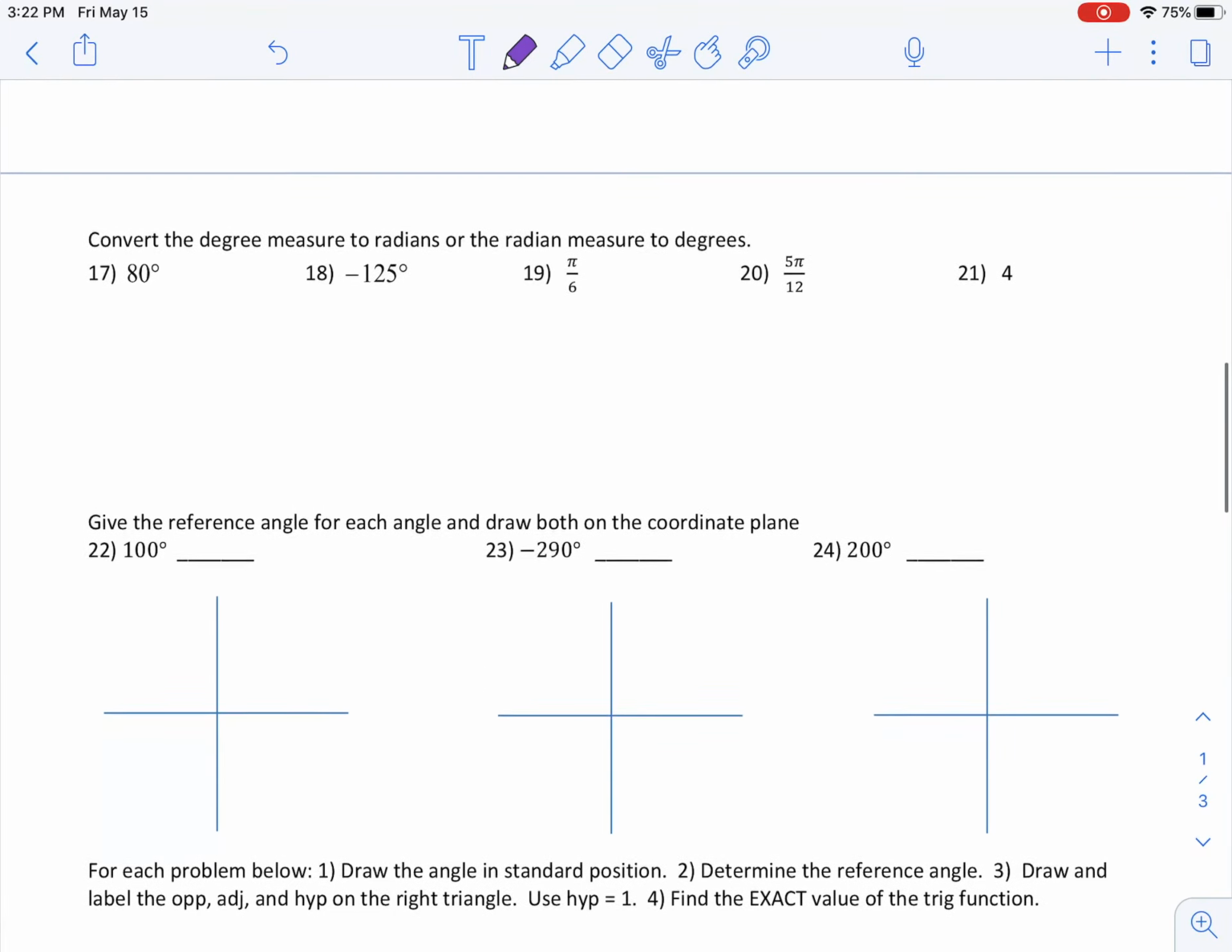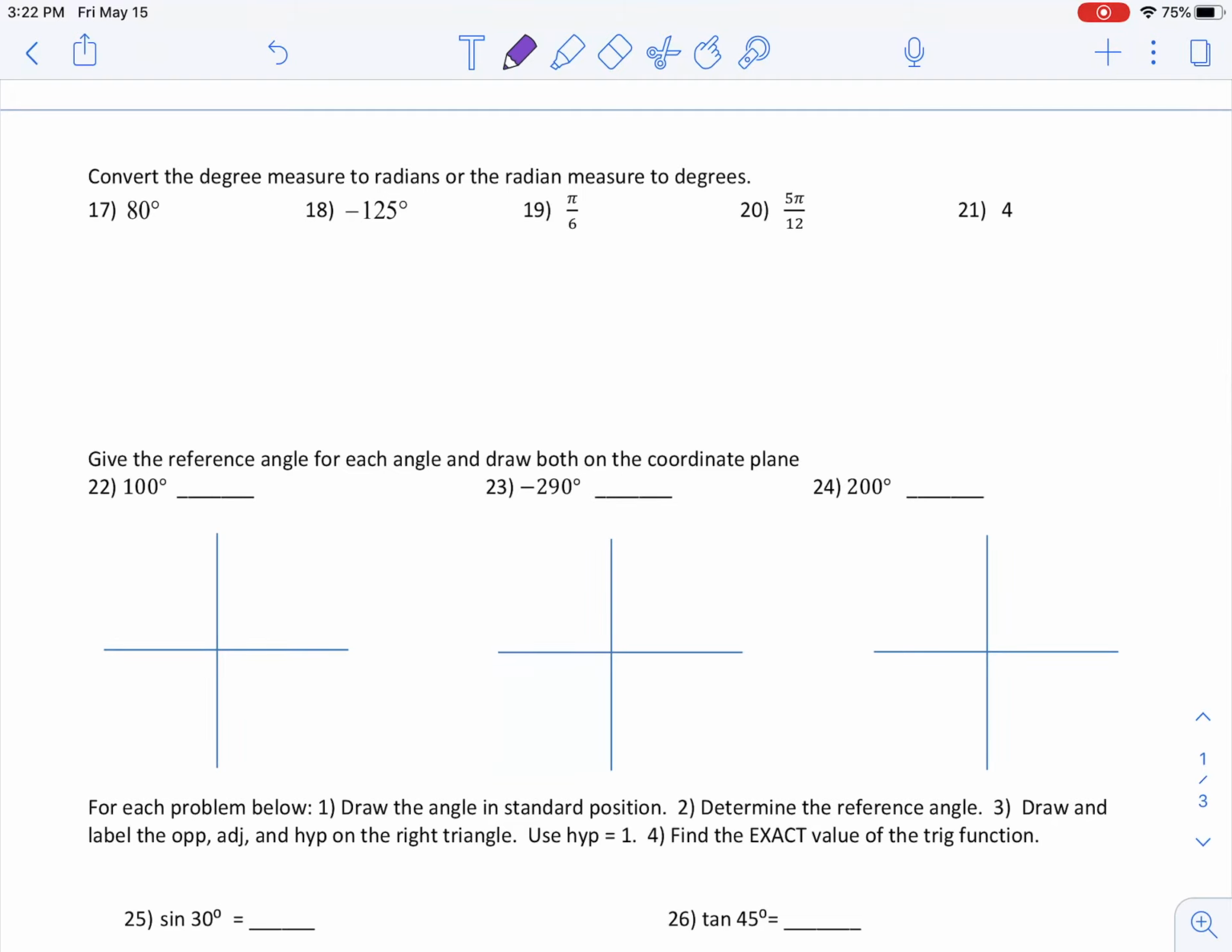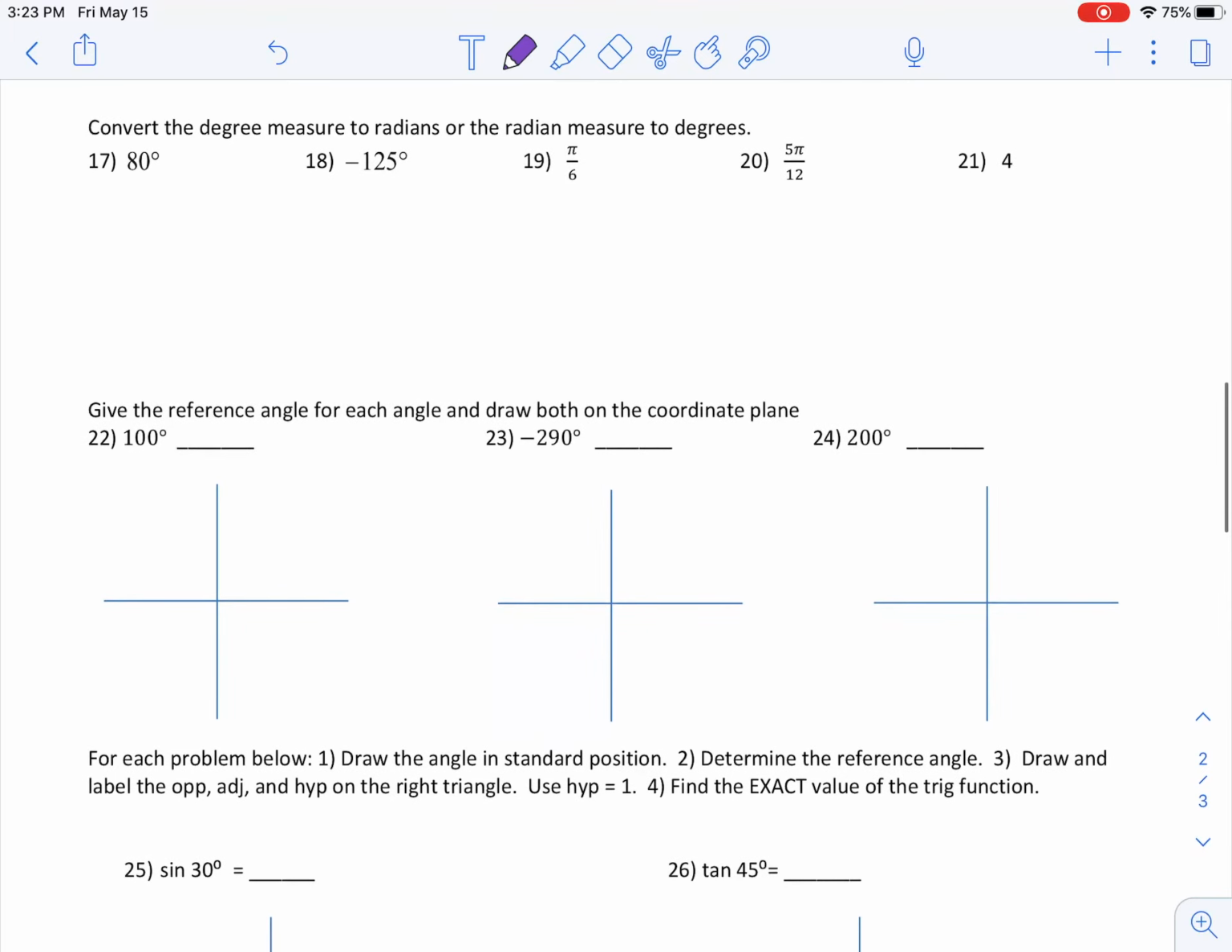Number 17, convert the degree measure to radians or radians to degrees. All right, so if you have degrees, you're going to multiply by pi over 180. This way the degrees will cancel and you'll be left with radians. When I do that, let's simplify this. Let's just divide by 10 right off the bat. If I divide that by 10, the zeros go away. I can also divide by 2, so that'll be 4 pi over 9.